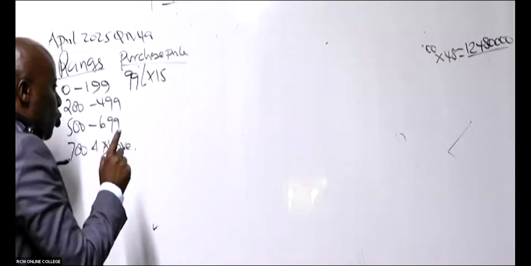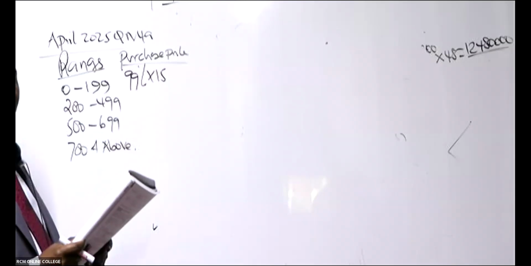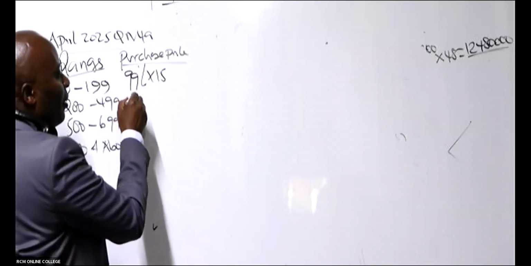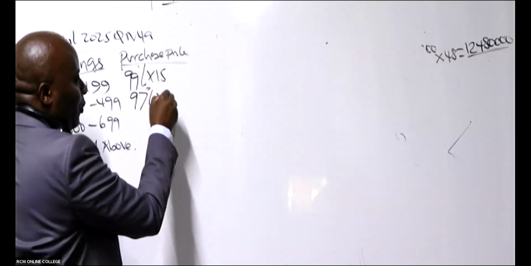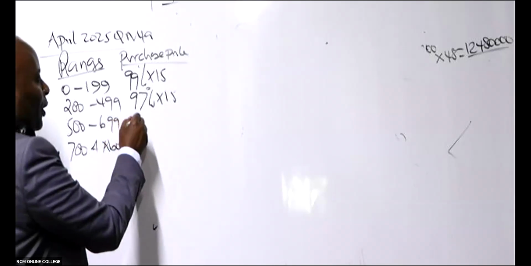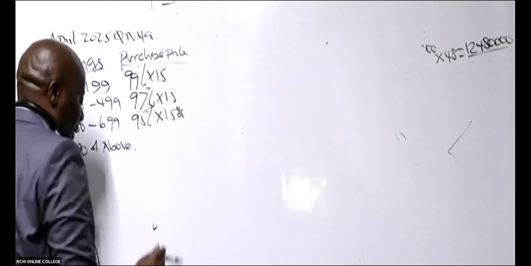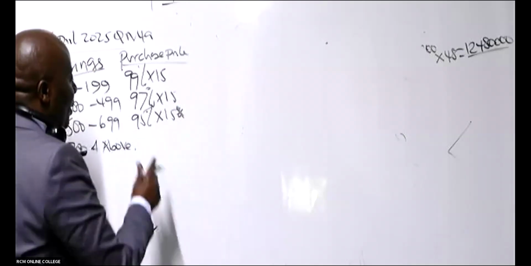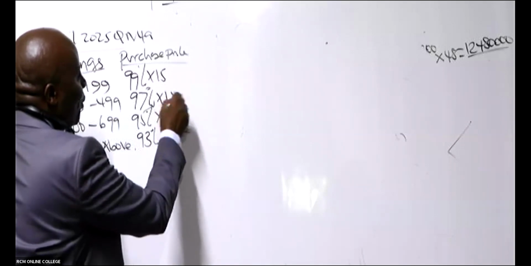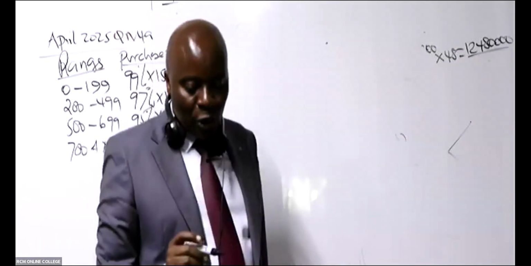Now, can we kindly continue? How about this other class? The discount is 3%. So 3% means we procure it at what percentage? 97% of 15. The other one, I can see 5%, meaning that I procure this at 95%. The other one, 7%, means that I procure this at 93%. That is a very good step that a very good student should have gone through to be able to get some few free marks.